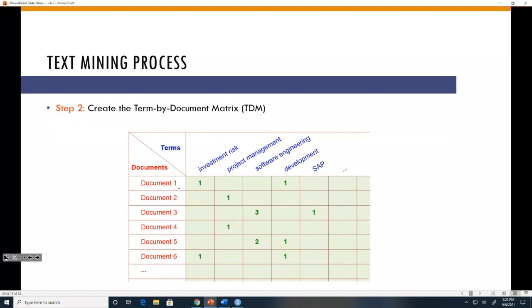So here's what I was saying. We create the term by document matrix, our TDM. We have the rows, which represent documents, and here we have bigrams, so there are two words, and each cell represents how many times in that document this phrase came up. You can see this is very small, but it can be very large, and there's a lot of emptiness in that matrix.